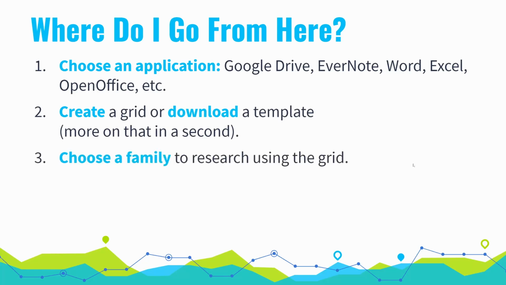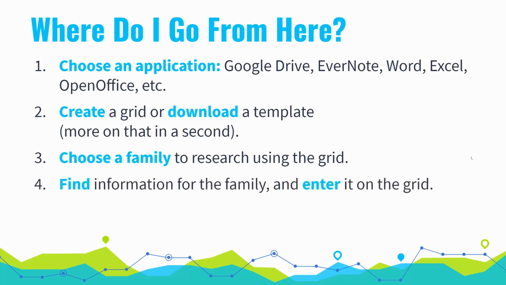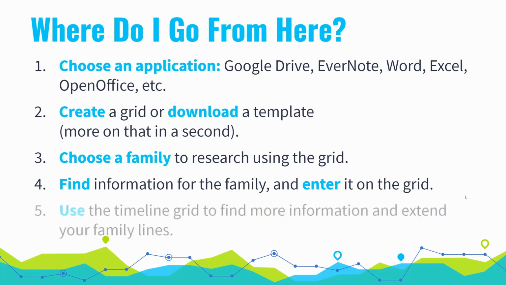Then choose a family that you want to research using the grid. I would recommend when starting out, choose a pretty simple family. Like, don't probably choose one that emigrated, or don't choose one with 12 kids or whatever. Choose a really simple one just to get your feet wet with it and to see if it's something that you do want to continue using. And then you just find all the information about that family to plug in the grid, and you plug it in. And then you can use the timeline grid to find even more information and extend your family lines.